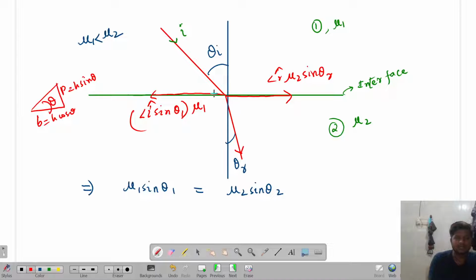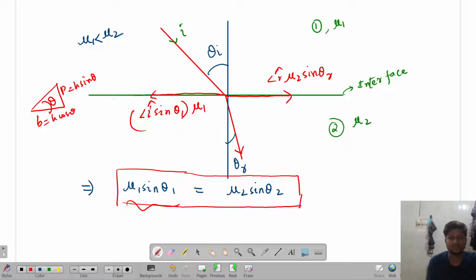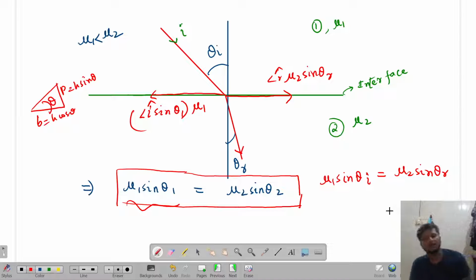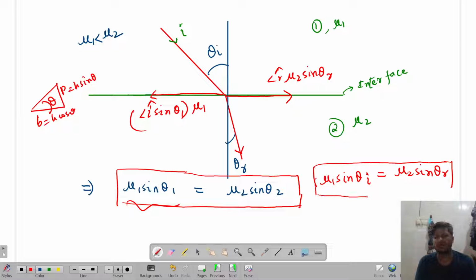Now we know that the right side horizontal component should balance with the left side horizontal component, and that is why you get the first Snell's law: mu1 sine theta 1 is equal to mu2 sine theta 2, or mu1 sine theta I should be equal to mu2 into sine theta r. Got it or not? So this is the relation that Snell's law follows, and which you have learned till now.